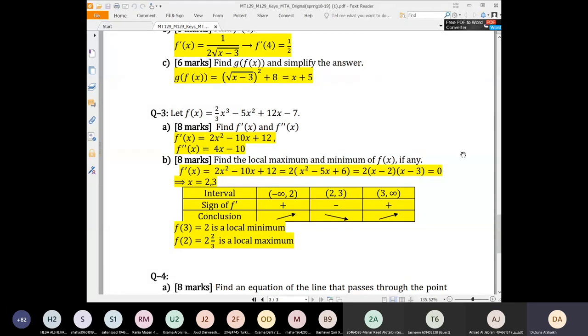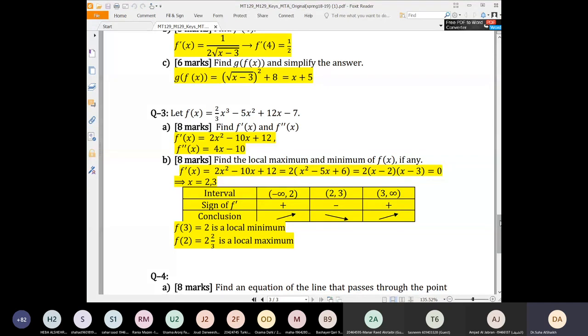They are giving you just one thing they want. They give you the function. Part A, they said find f dash and f double dash. بعدين إنه find the local maximum والminimum point. So طلب شيء واحد هنا بس local maximum والminimum point.